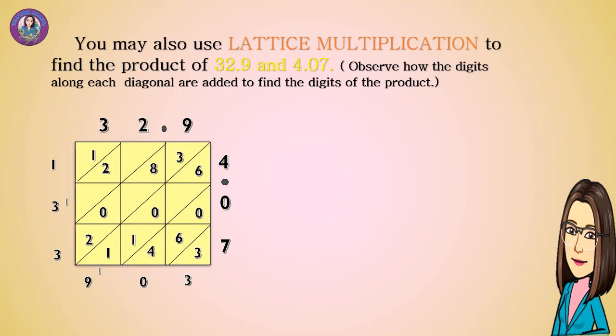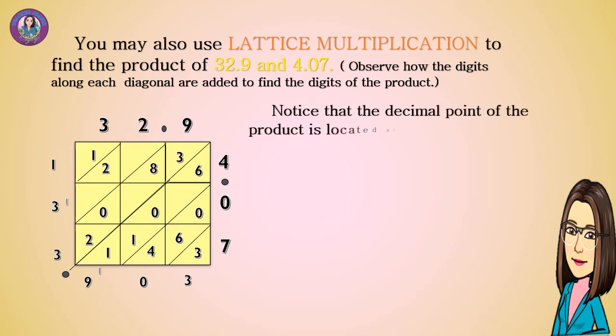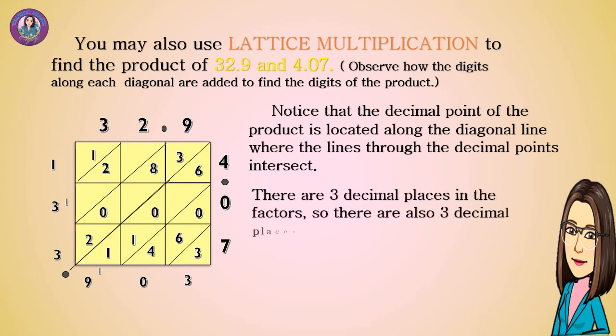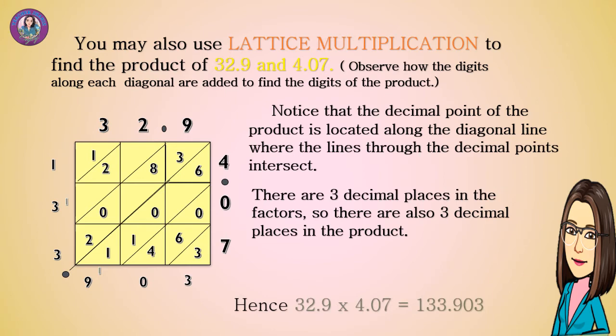Now, look at the decimal point where they intersect. Notice that the decimal point of the product is located along the diagonal line where the lines through the decimal points intersect. There are 3 decimal places in the factors. So, there are also 3 decimal places in the product. Hence, 32 and 9/10 times 4 and 7/100 equals 133 and 903 thousandths.